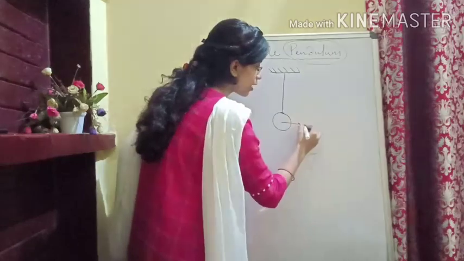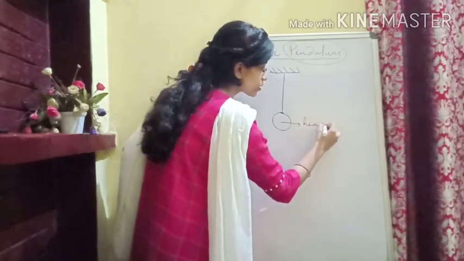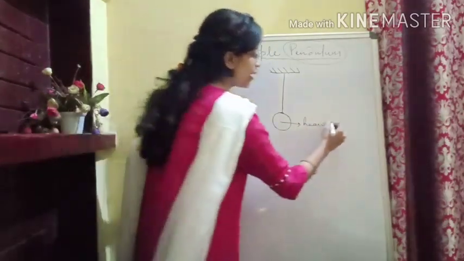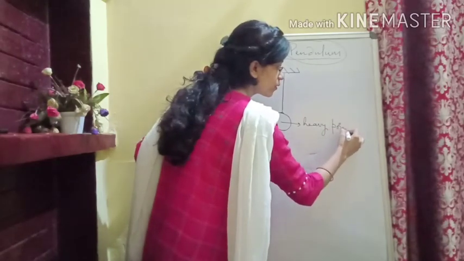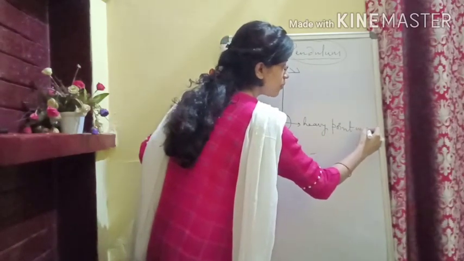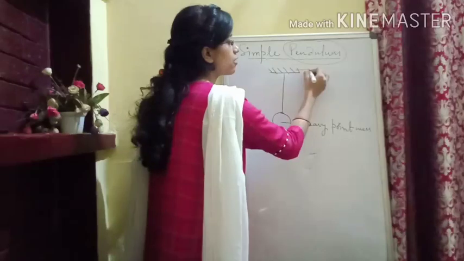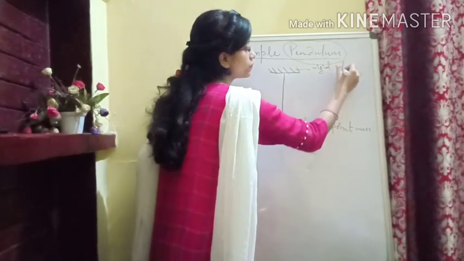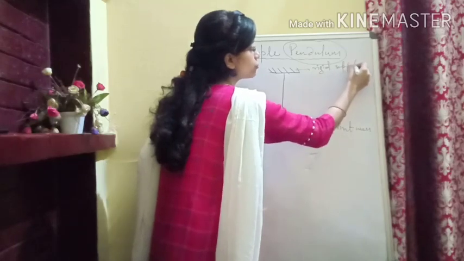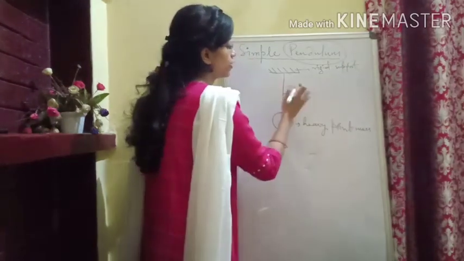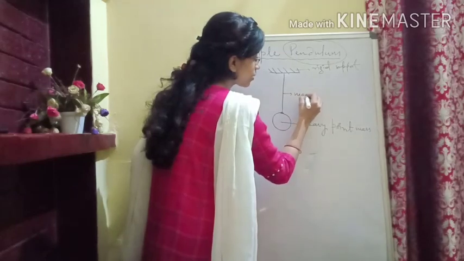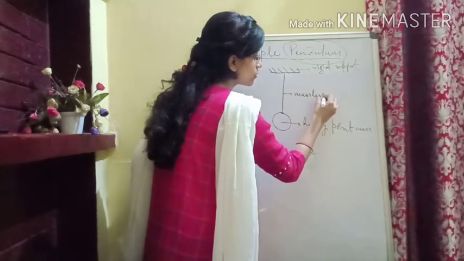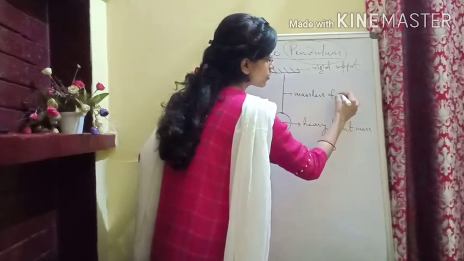So let me write it down and then we discuss what things we are taking. Heavy point mass we are taking, then this is our rigid support. Of course we want a rigid support. And next, this string. This string is actually massless and inextensible.